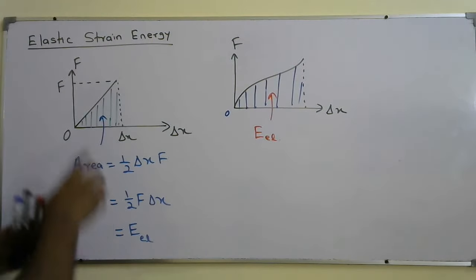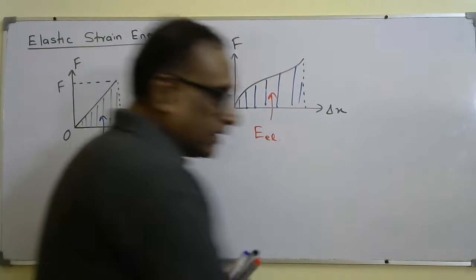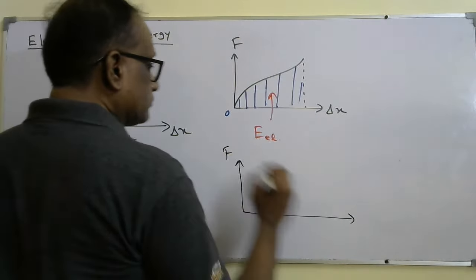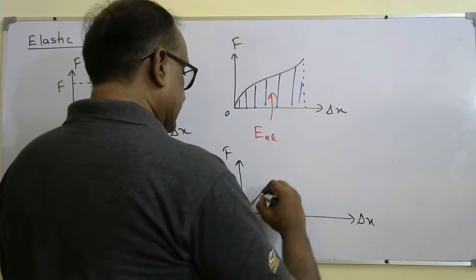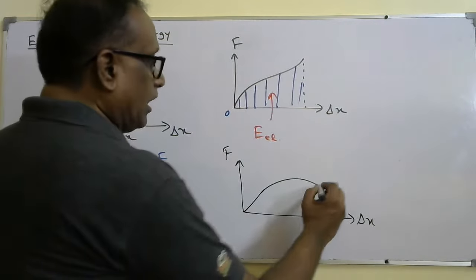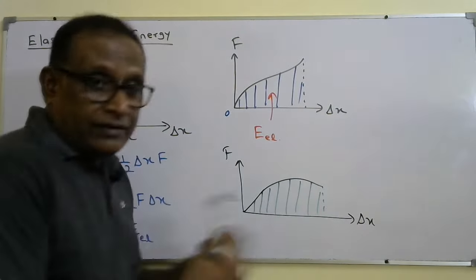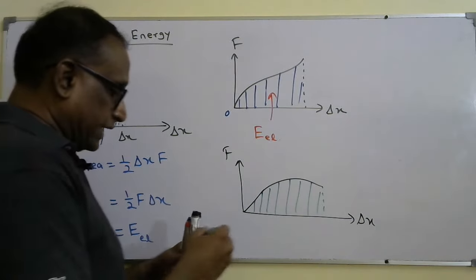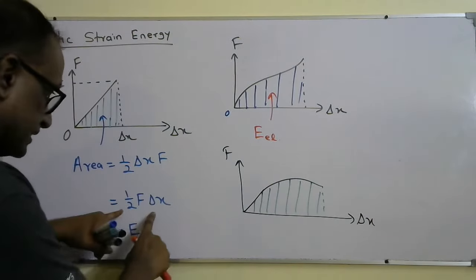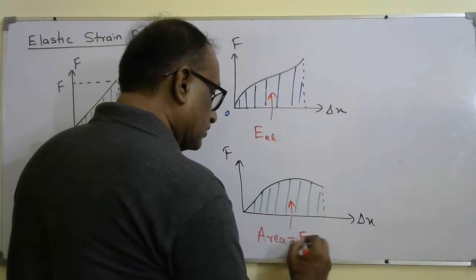Even for a material that obeys Hooke's law, when we stretch the material beyond the limit of proportionality, the graph won't be a straight line further. Initially it could be a straight line, then the graph becomes like this. Here also, the area under the graph gives the total energy stored in the material even when it passes beyond the limit of proportionality. But it won't satisfy this equation, yet the area under the graph will be equal to the elastic strain energy.